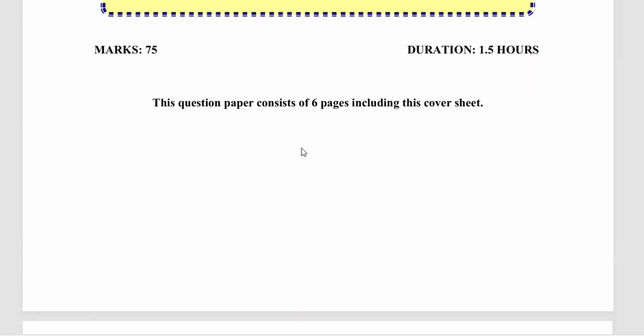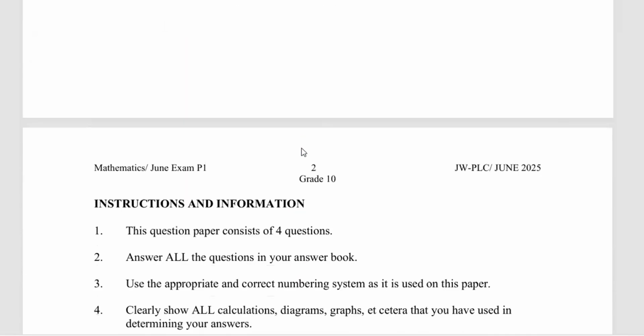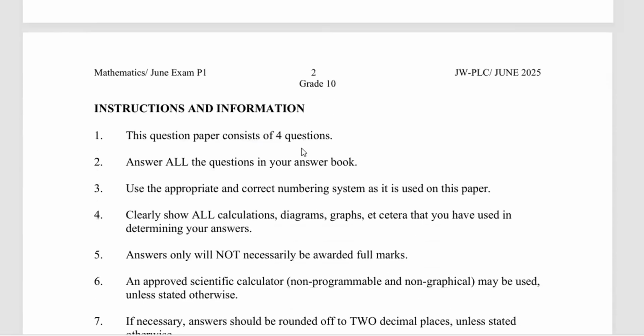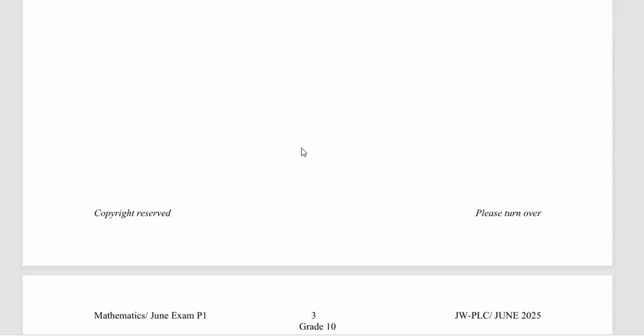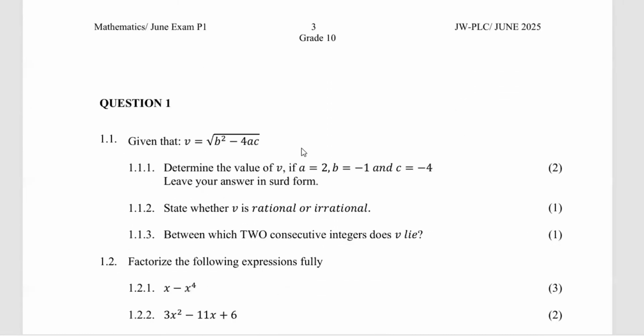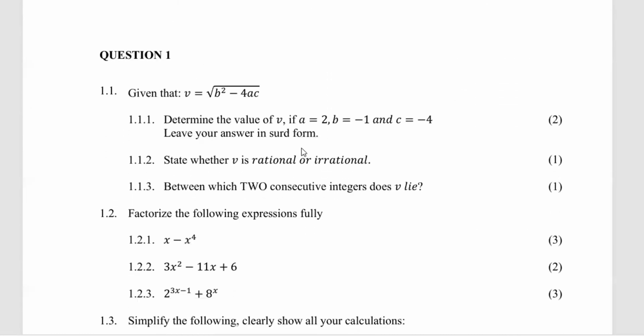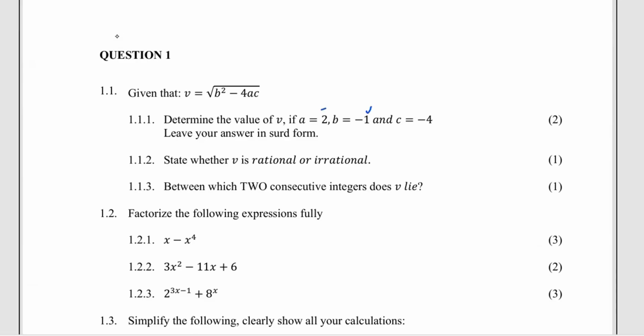So the paper is 75 marks, and it has a total of 4 questions in which all the questions need to be answered. All right, so question number 1, they are telling us that given that V is the square root of B squared minus 4AC, they want us to get the value of V if A is 2, B is -1, and then C is -4. Leave your answer in surd form.